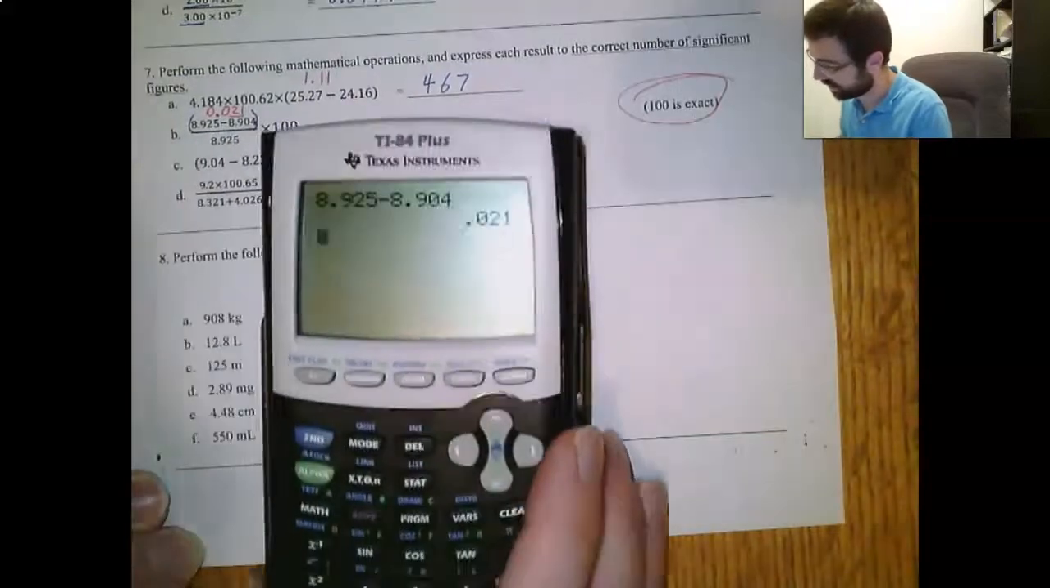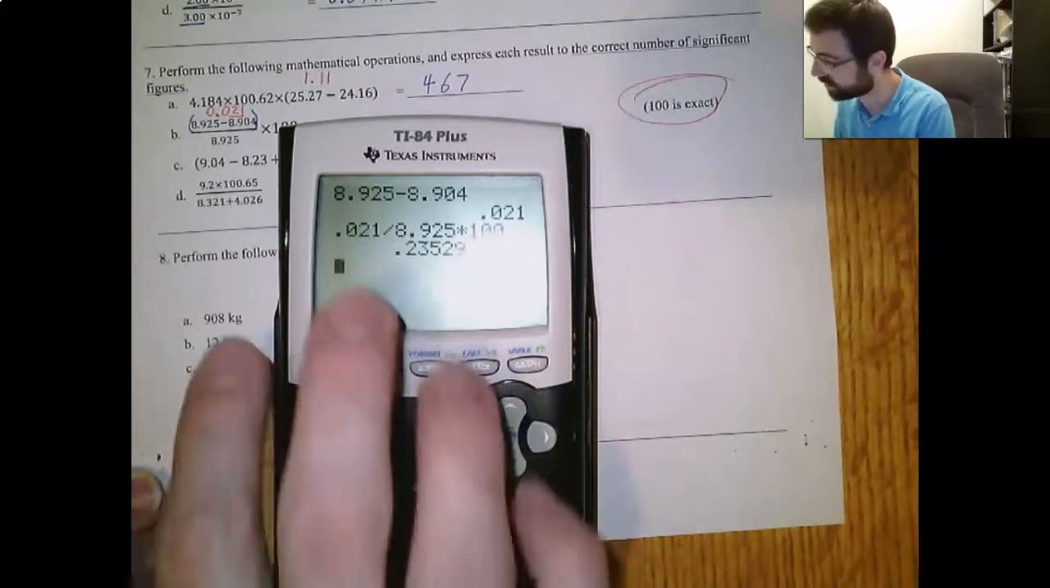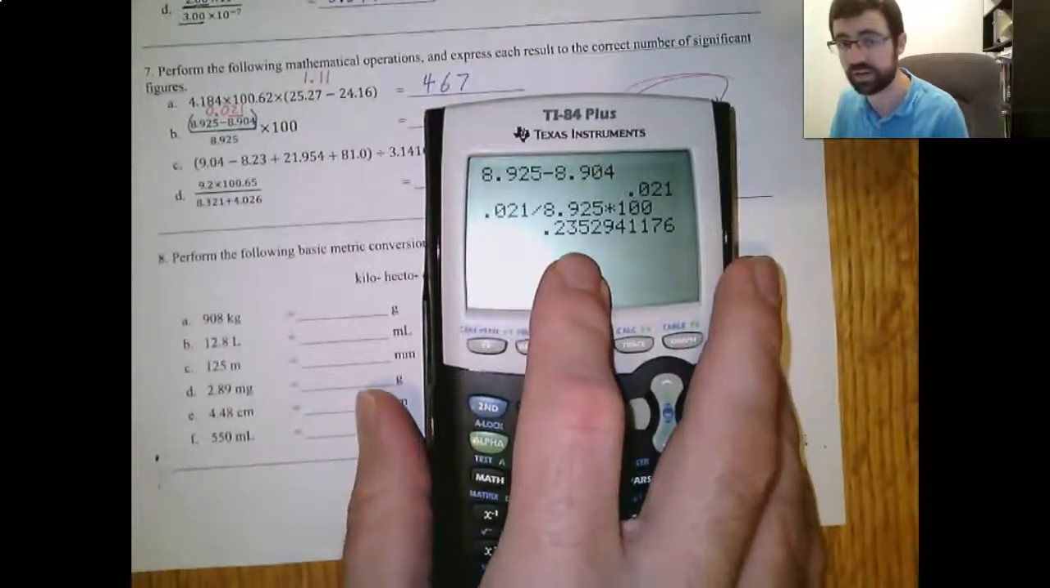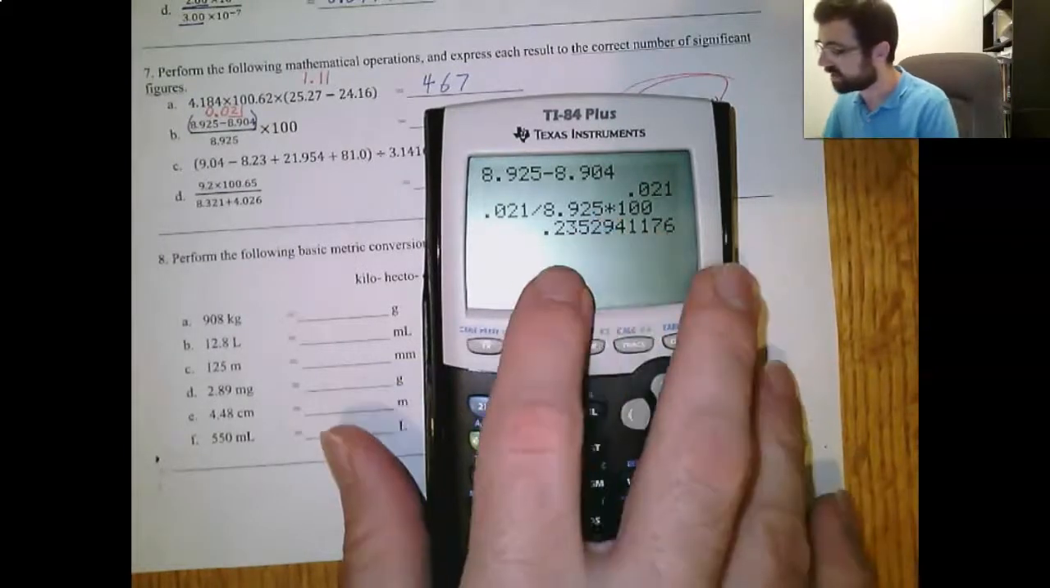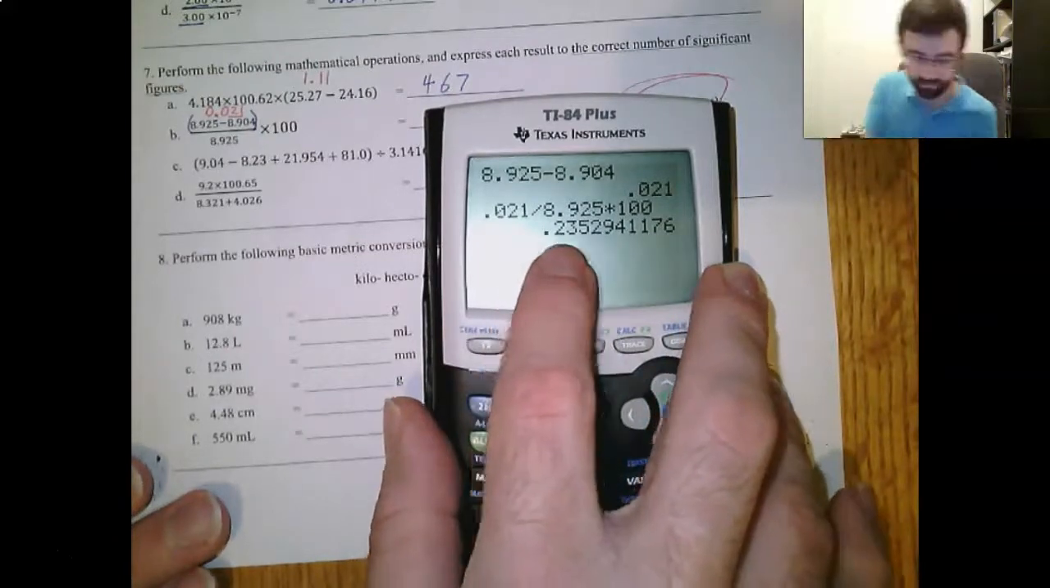So 0.021 divided by 8.925 times 100, and I get 0.235. That's a really small percent, but it is correct because I already multiplied by 100. So 0.235 rounds up to 0.24%.